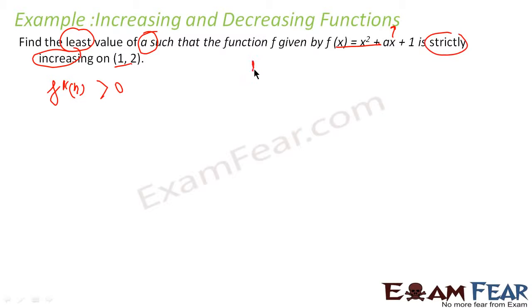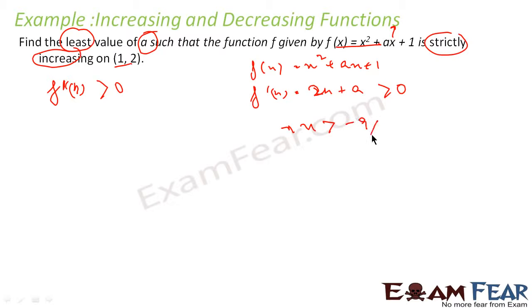So if fx is x square plus ax plus 1 as given, my f dash x will be nothing but x square becomes 2x, ax becomes a, and 1 becomes 0. So this is my f dash x. This has to be greater than 0, correct? That means my x has to be greater than minus a by 2, correct? Or since we have to find the value of a, let's take this way. a has to be greater than minus 2x, correct?